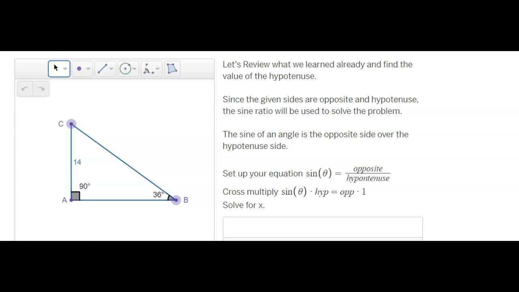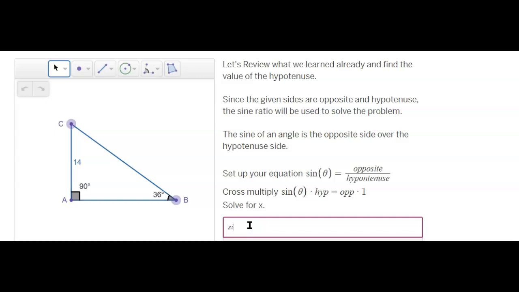So let's review what we learned already to find the value of the hypotenuse. Since the given sides are opposite and hypotenuse, we're going to go ahead and use the sine ratio. We're going to set up our equation so that sine theta is equal to opposite over hypotenuse. Then we're going to cross multiply: sine theta times hypotenuse equals opposite times 1, and solve for x.